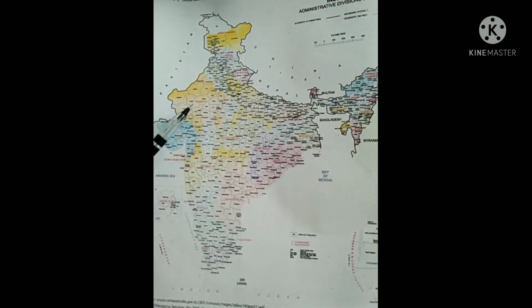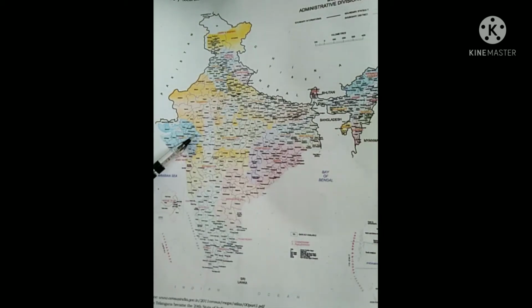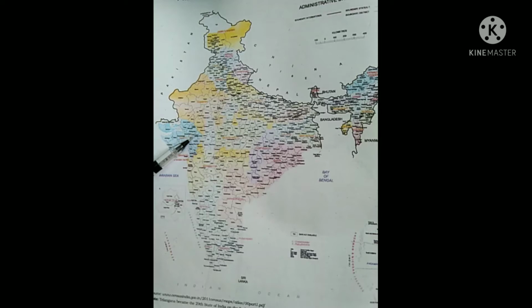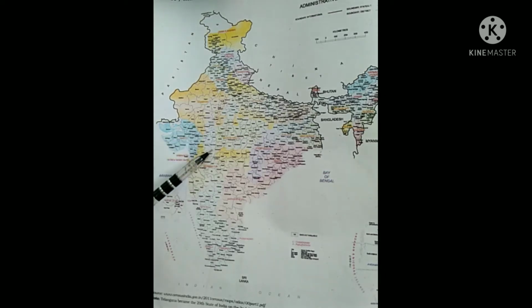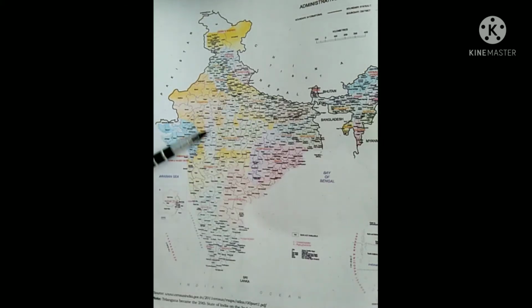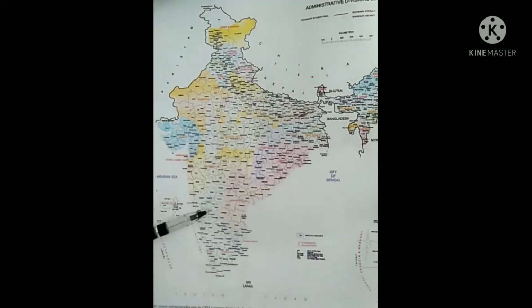Like this you can see this is our country, and like this we can divide it. You have now seen states, and states can again be divided into districts and talukas. So where do most of the people live? In villages, isn't it?